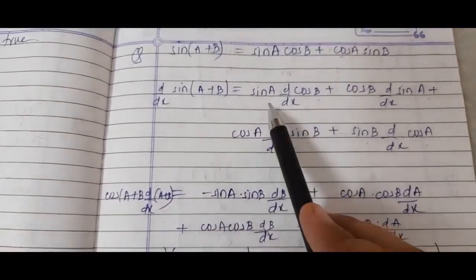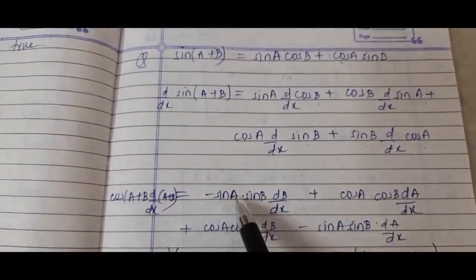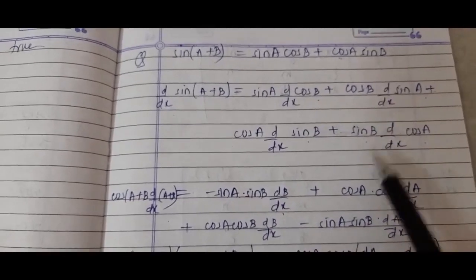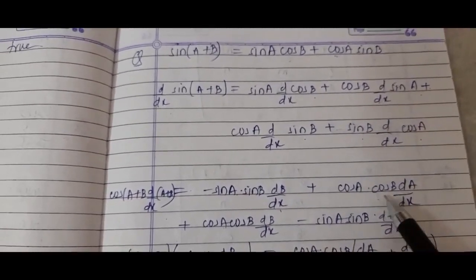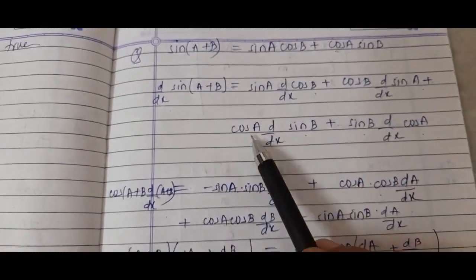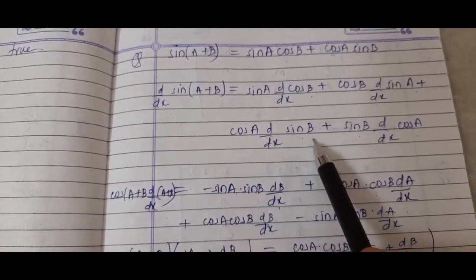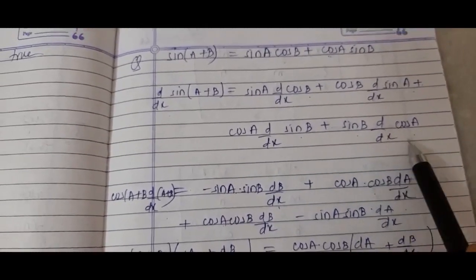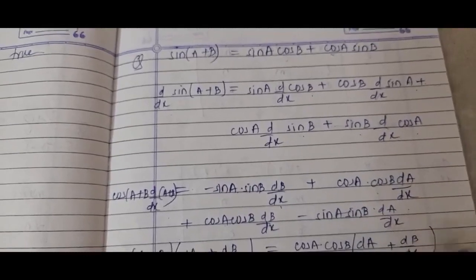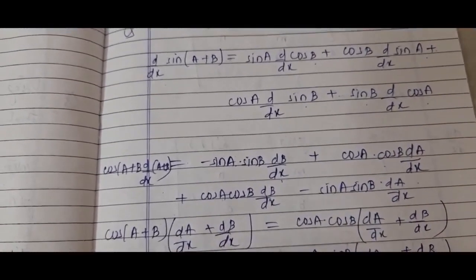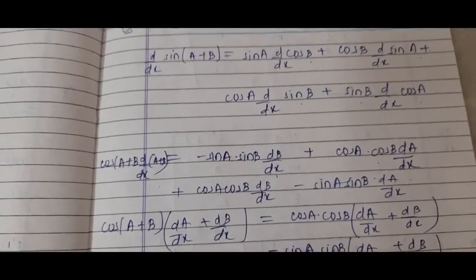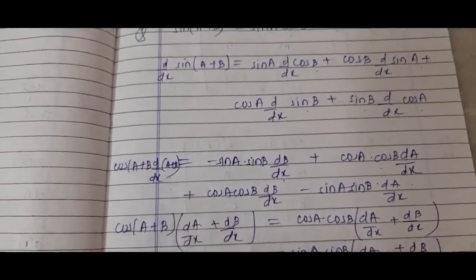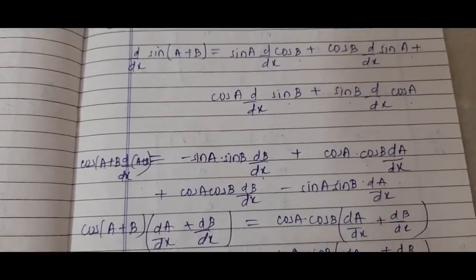Next step is sin a, constant, times differentiation of cos b, which gives minus sin b into db by dx, plus cos b as it is times differentiation of sin a, which gives cos a into dA by dx. Same way, cos a times differentiation of sin b gives cos b into db by dx, plus sin b as it is times differentiation of cos a, which is minus sin a dA by dx. Next step is cos a plus b times dA by dx plus dB by dx. Here we have differentiated with respect to x.